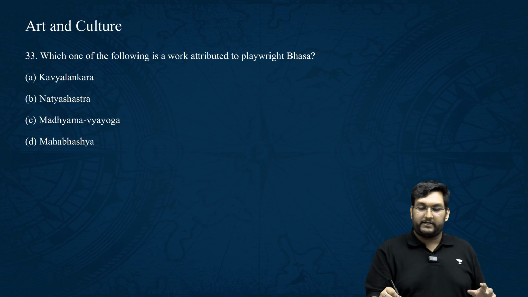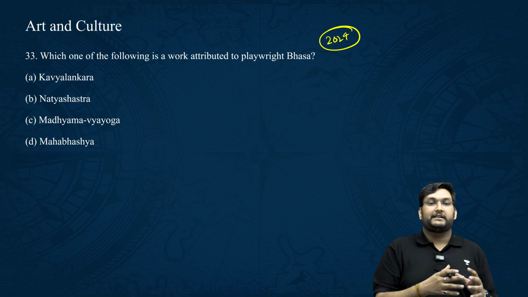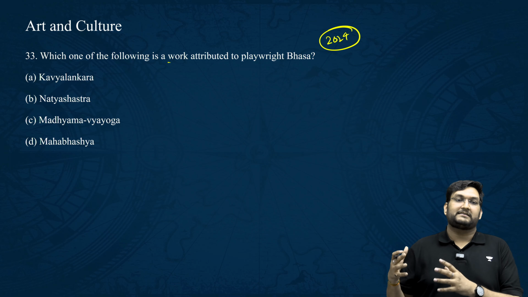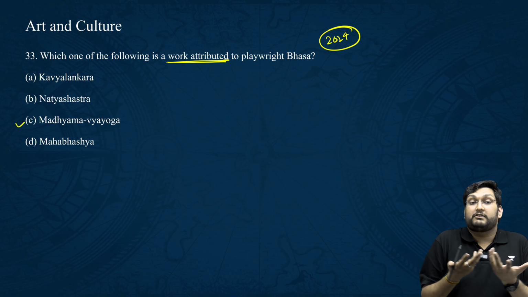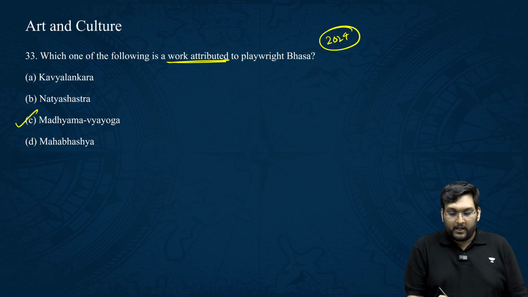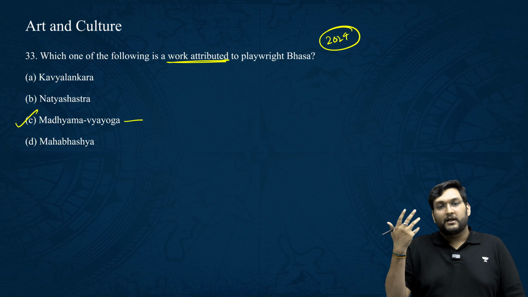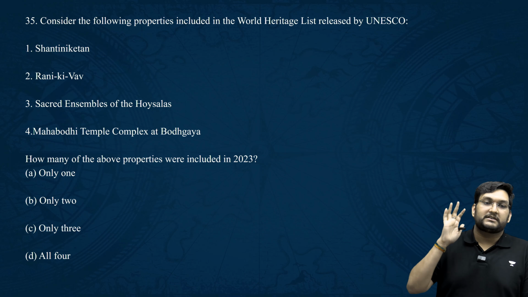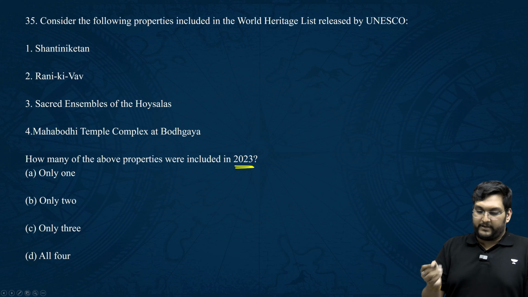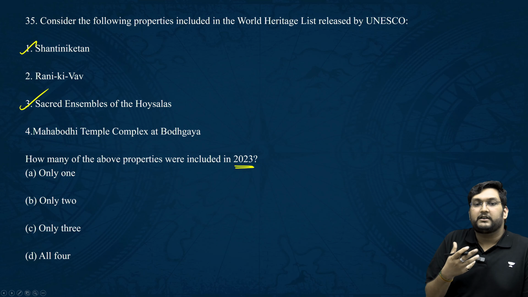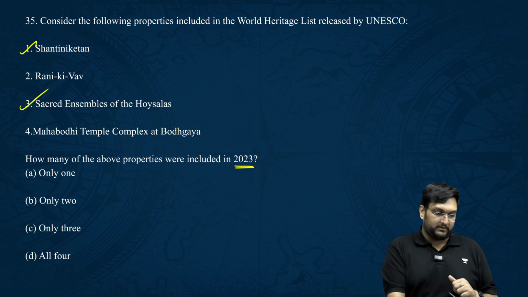In the same way, we can have a 2024 question in art and culture which can be extremely difficult, which is attributed to Bhasa, and here the answer was C, something which if you know, you know, and if you don't know, you don't know. But for this type of question, you need to develop a certain factual repository. But you also got questions like this, which was added in 2023 only, Shanti Niketan and Hoysala, where you can actually see it's a very easy question, only 2.